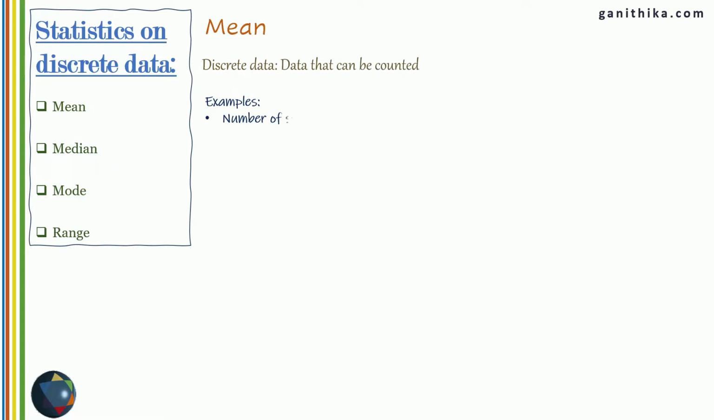For example, number of students in a class, where you can actually count 1, 2, 3, 4, 5, etc. Shoe sizes, number of customers in a shop. All these are examples of discrete data where you can actually count the data, right?